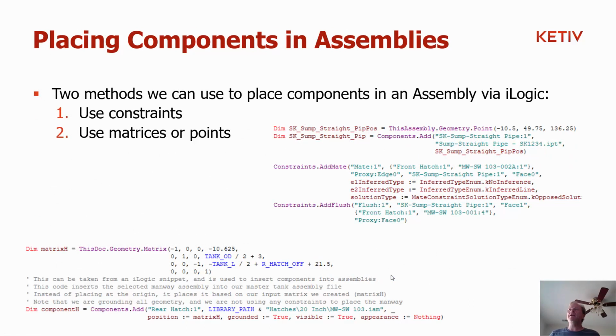Now I want to go ahead and talk about placing components inside of assemblies. There's really two methods that we use in code. We use constraints, which most of you are probably familiar with because that's the typical workflow when you're building assemblies manually inside of Inventor. But we also use matrices or points to place parts where we want them specifically and orient them, and then we ground them so that they're exactly where we want them to be.